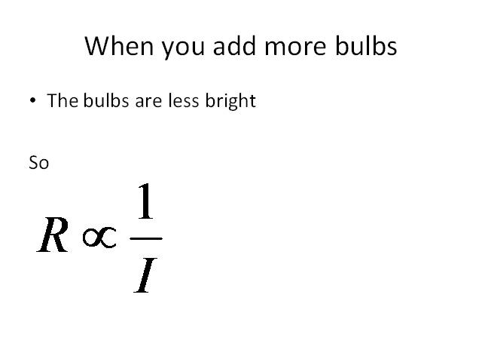Alright, when you add more bulbs, we saw that the bulbs got less bright each. Okay. So we can write that as a proportionality as well, but this time it's not a direct proportionality. Now, resistance is proportional to 1 over the current. Right? The other way to say that is that they're inversely proportional.